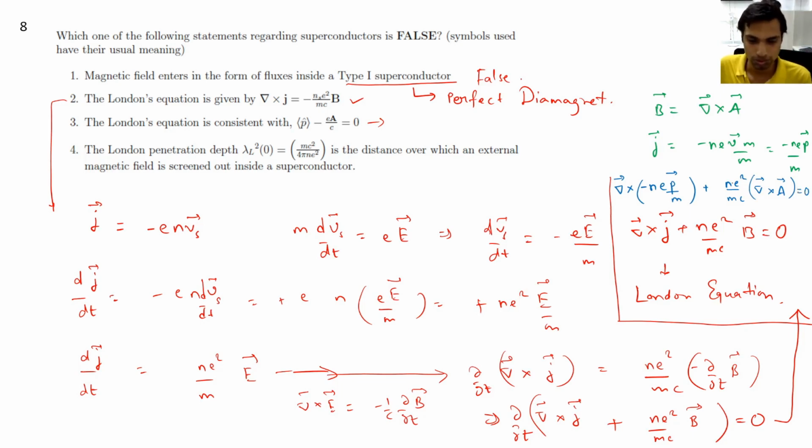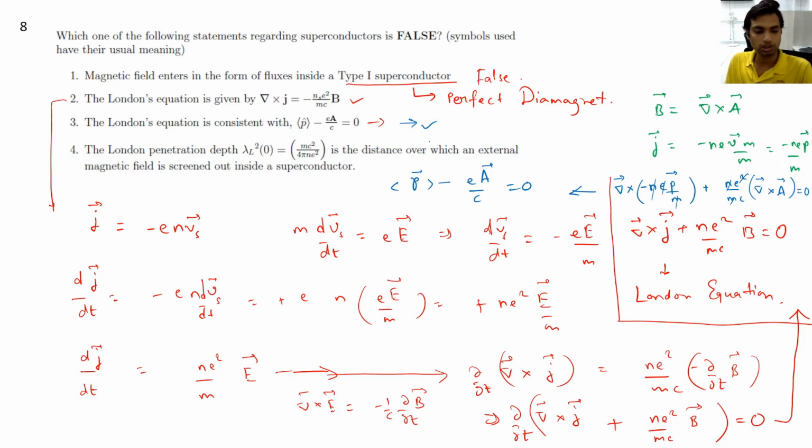Now we can cancel one n e over m and we are left with A by c. So from here what we can get is p minus e A by c is equal to 0. This p is actually the average p. So yeah, this is consistent with this.